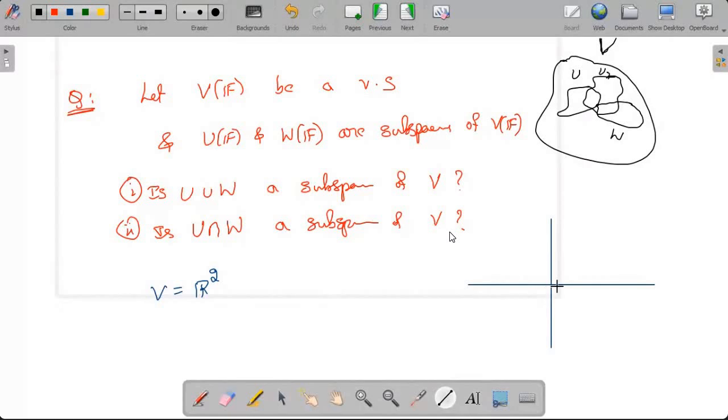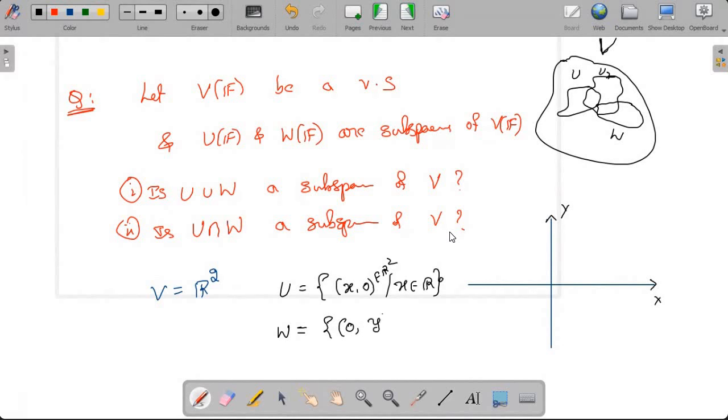Now I'll do one thing. I'll take this x-axis and y-axis. This is x and this is y. Right? X-axis itself is a subspace of R2. All right. So now the one subspace, what I'm taking is the set of all (x, 0) such that x belongs to R. So you're taking from R2. Now I'm taking another subspace, that is the y-axis, (0, y) in R2 such that y belongs to real numbers.